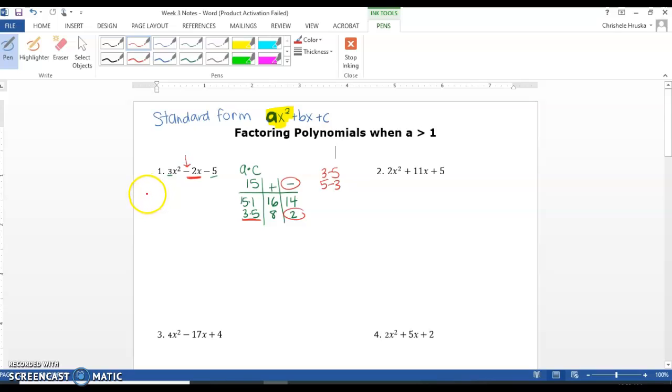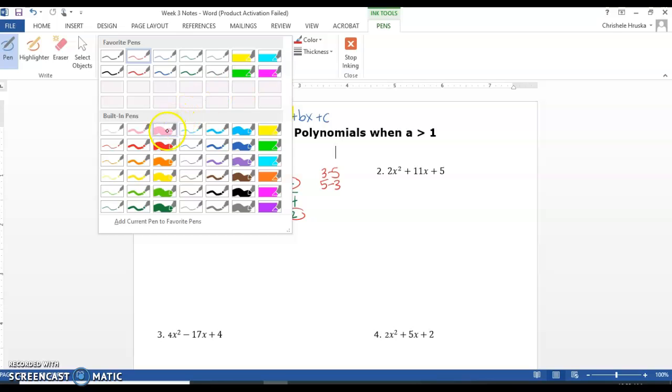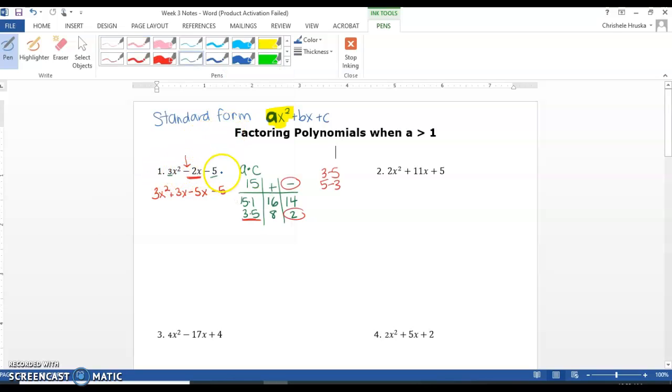So I'm going to expand my trinomial here and give it 4 terms. So I have positive 3x minus 5x minus 5. Okay, so the reason why I need to do this is because I'm going to group. You can't make groups out of 3 terms, but you can make groups out of 4 terms.